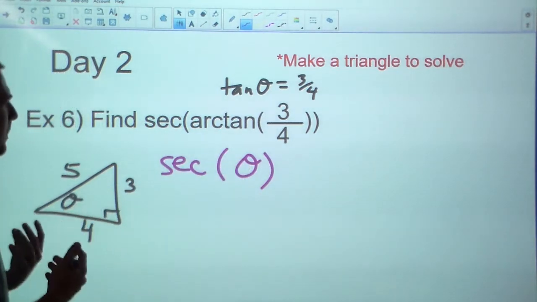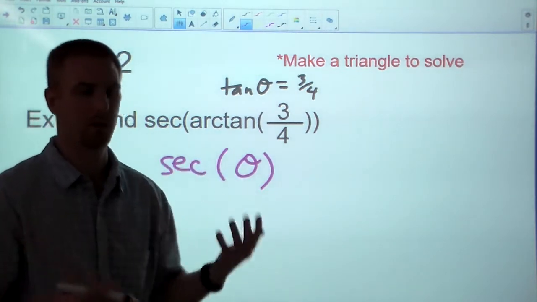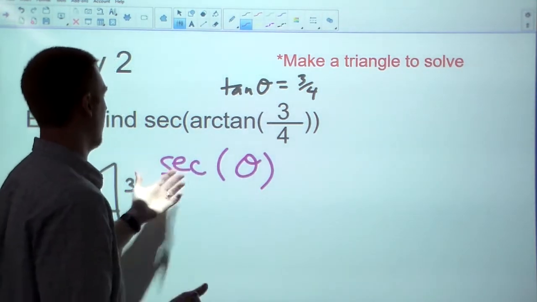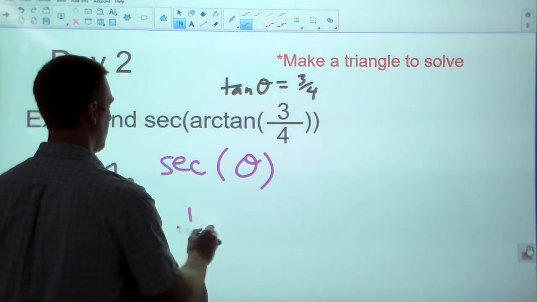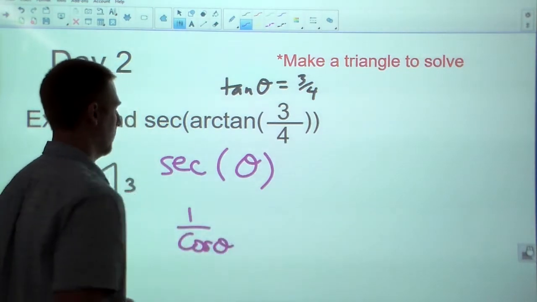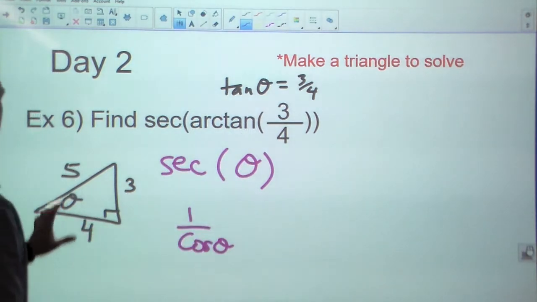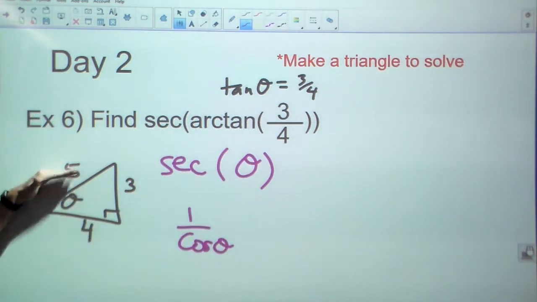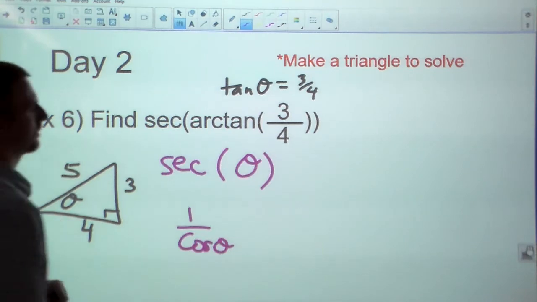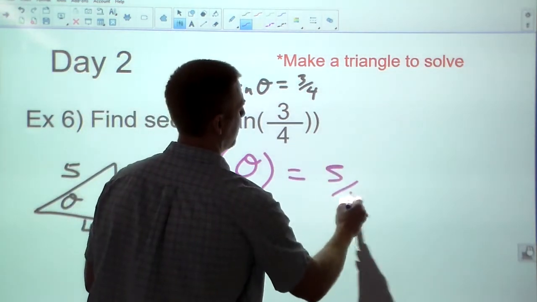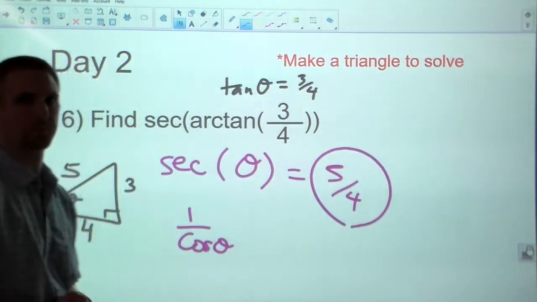Now, personally, I have trouble thinking in secant, so the way I think about it, secant goes with cosine. So that's 1 over cosine of the angle. Or once I know cosine, just flip it over. So however you want to think about it. But cosine of this angle will be 4 over 5. Secant's going to flip it over, so it's 5/4. And that's your final answer.